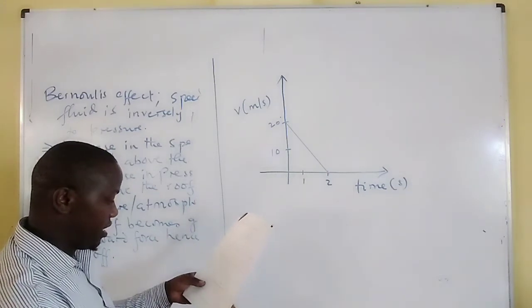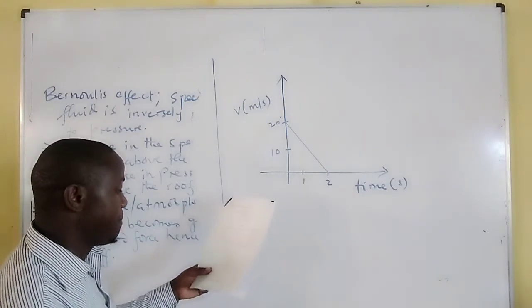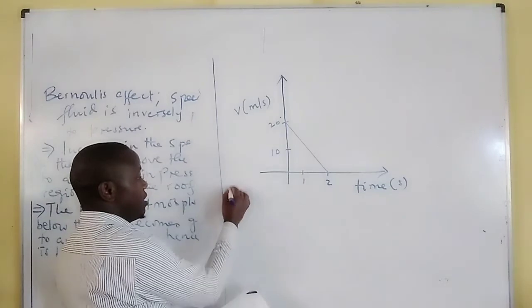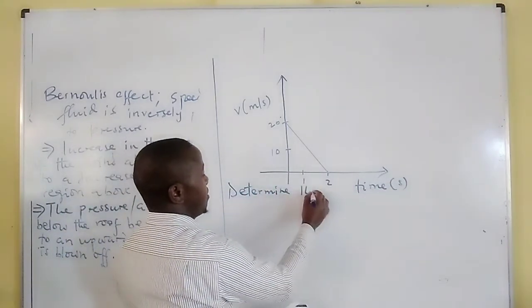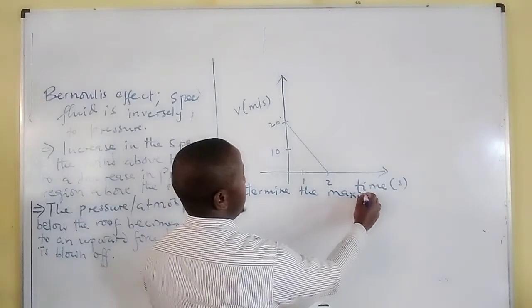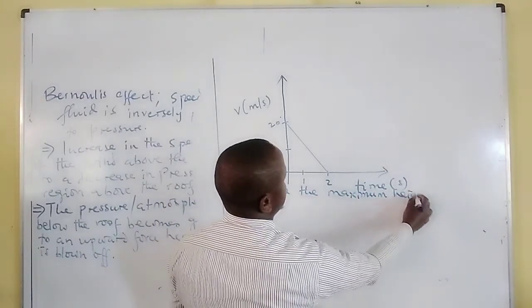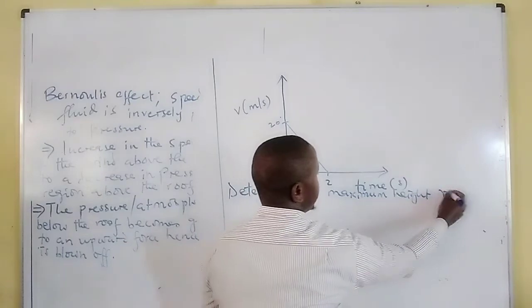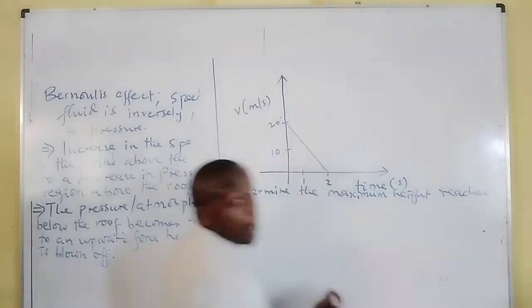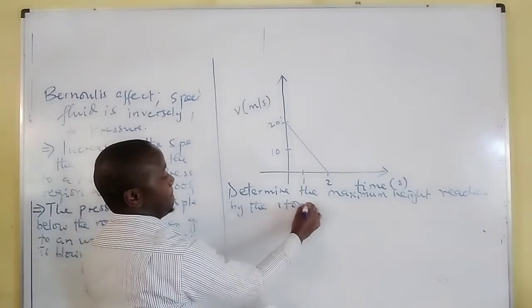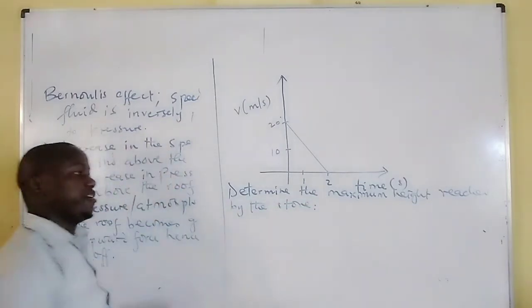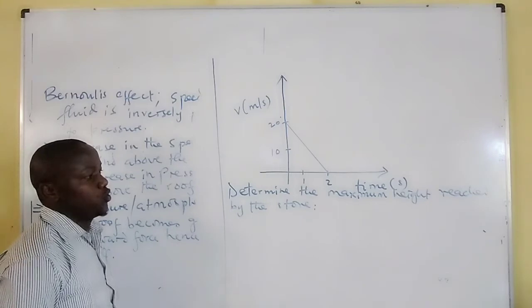Okay, let me first of all give the question. From the graph, determine the maximum height reached by the stone. We can use several interpretations to handle this question.